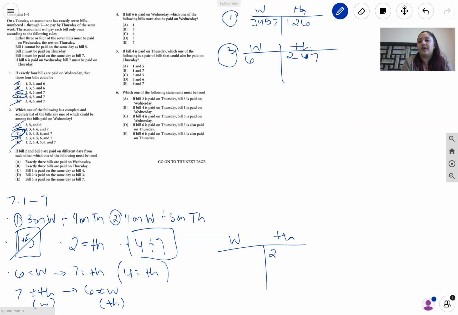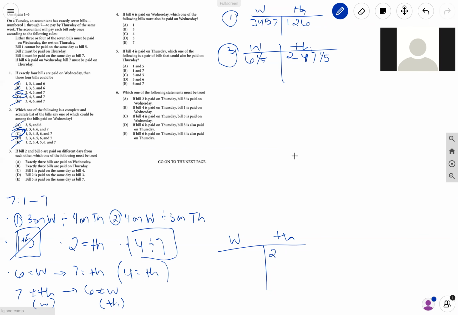What do we know about 1 and 5? They can't be together on the same day. Right. So do we know which one is going to go on Wednesday and which one is going to go on Thursday? No. The only thing I can write is 1/5, 1/5 for each of them because we don't know where they're going to go. And now it's a question of where 3 is going to go. What do you guys think? Where do you think 3 is going to go?